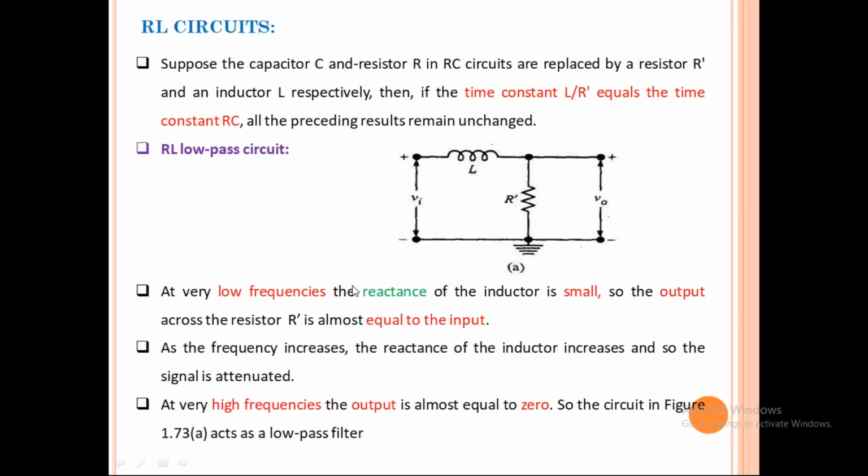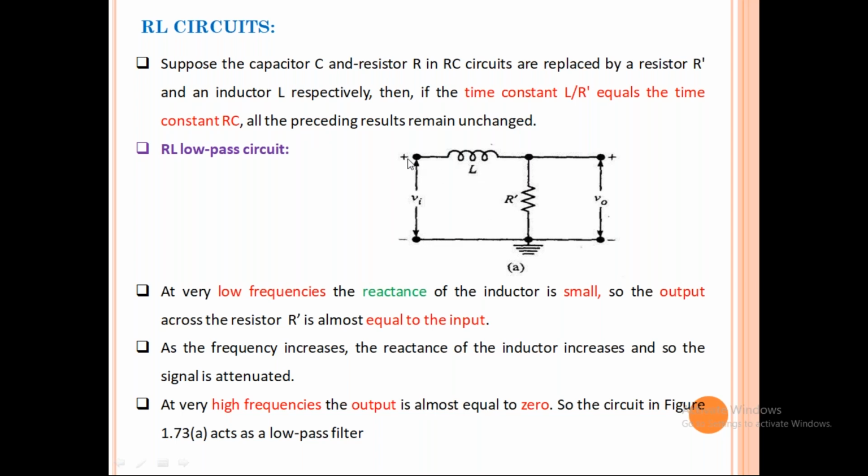And RL circuits. Previously we used RC circuits as low pass and high pass circuits. That means the low pass circuit acts as an integrator and the high pass circuit acts as a differentiator. The same operation can be implemented using RL circuits also. For the RC circuit the time constant is RC, but for RL circuits the time constant is L by R. So the time constant of the RL circuit is L by R.